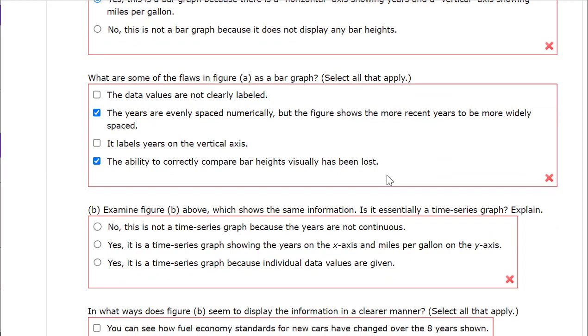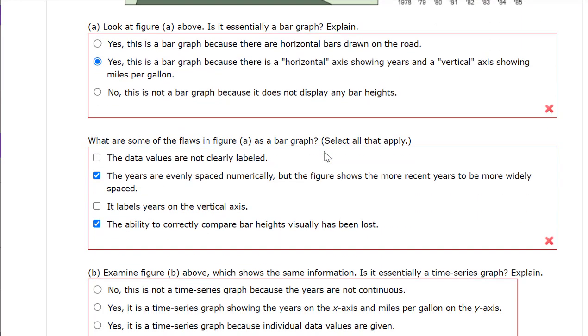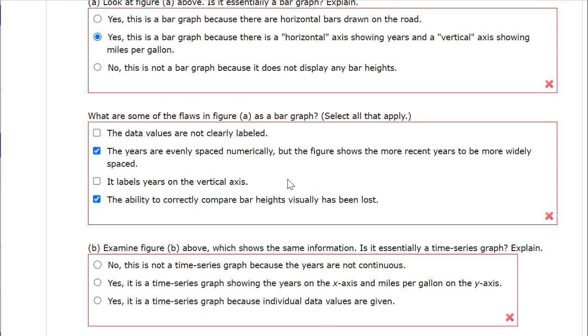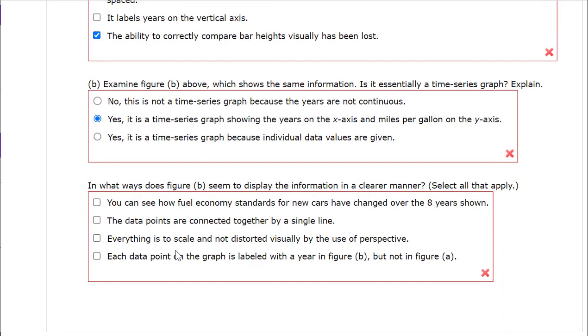Same information. This is a time series graph because you can see here's the time and there's the dots connected. And so not a scatter plot, but a time series plot. And it shows the years on the x-axis and the miles per gallon on the y-axis. Okay. In what ways does figure B seem to display the information in a clearer manner?